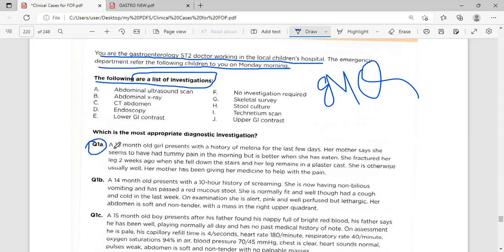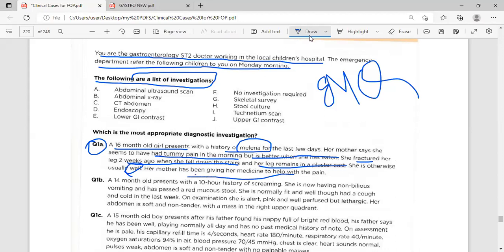A 16-month-old girl presents with a history of melena for the last few days. Her mother says she seemed to have had tummy pain in the morning, but is better when she has eaten. She fractured her leg 2 weeks ago when she fell down the stairs, and her leg remains in a plaster cast. She is otherwise well. Her mother has been giving her medicine to help the pain.